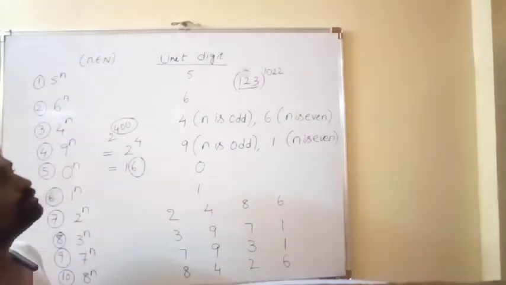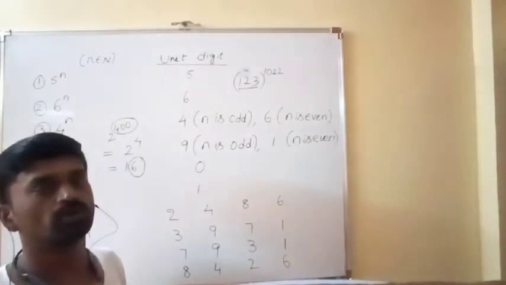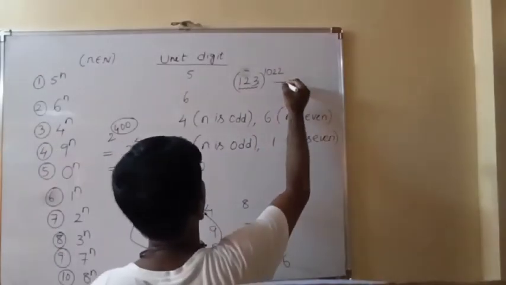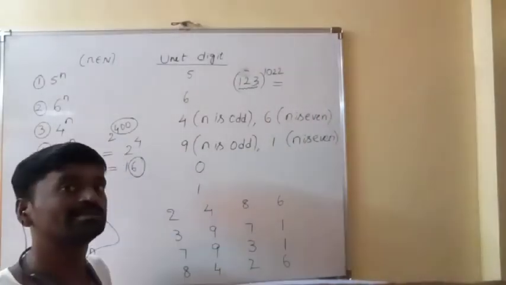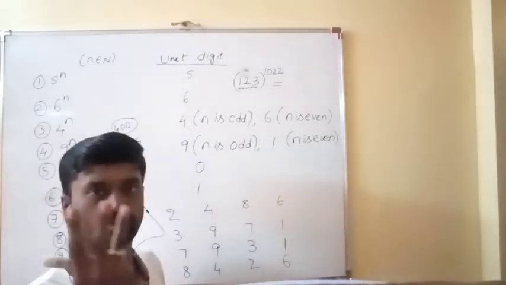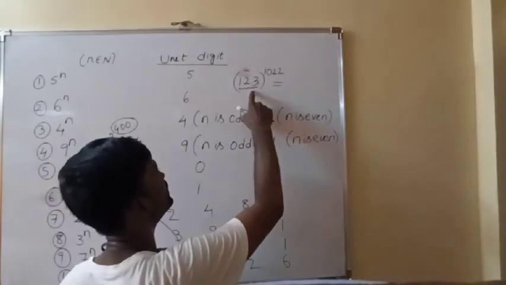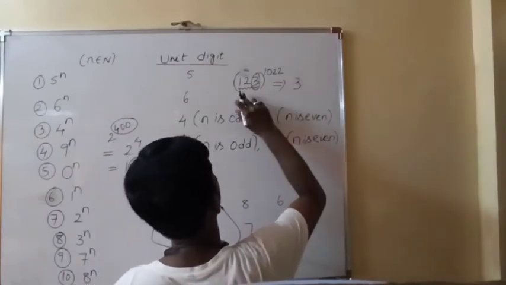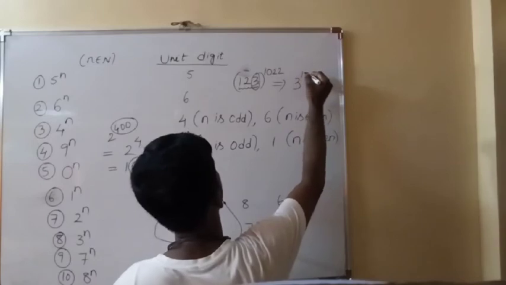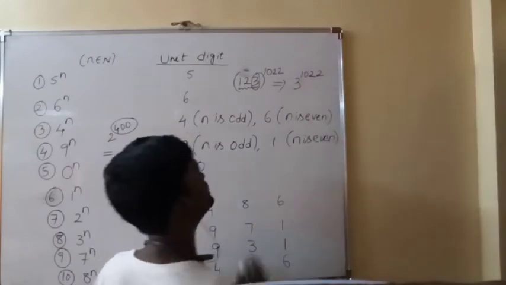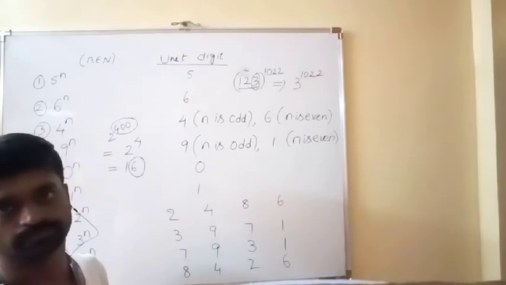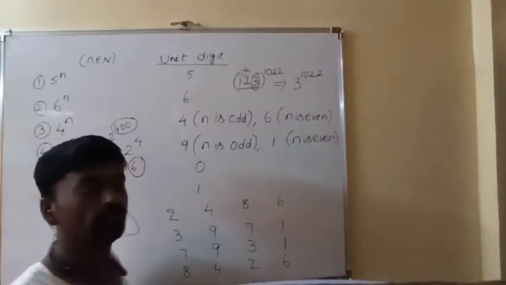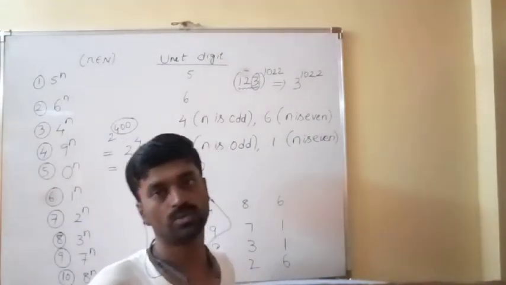Here the base is a very big number. We have to reduce it. So what is the unit digit in the base? 3. Correct? The unit digit in the base is 3. Then the unit digit in 123 whole power 1022 is the same as the unit digit in 3 power 1022.